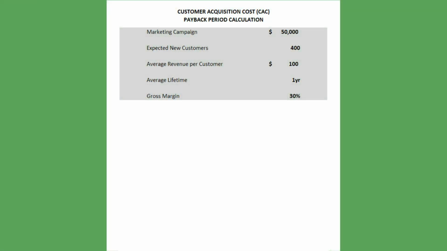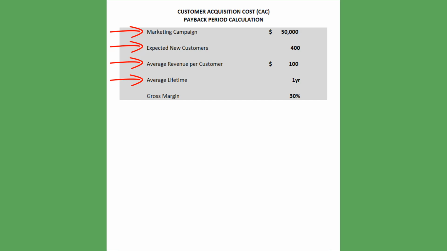And in this example, we're going to call our company XYZ Company. And they're going to do a targeted marketing campaign. And in this campaign, they estimate the cost will be about $50,000. They indicate that they think they're going to generate 400 new customers, and the average revenue per customer is $100 per year. However, the average lifetime for this particular situation is only 1 year.